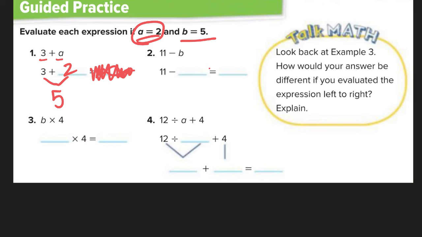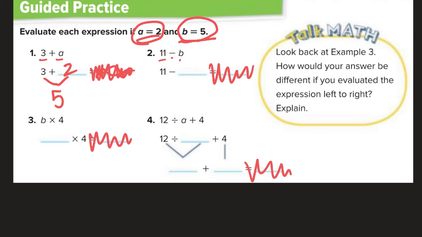Okay, same here. Get rid of that. Get rid of that. Get rid of that. Put X's on there for me, will you guys? Here we have 11 minus B. So we're going to replace B with a 5. 11 minus 5 is 6. Here we have another B, so B is still 5. 5 times 4 is 20.